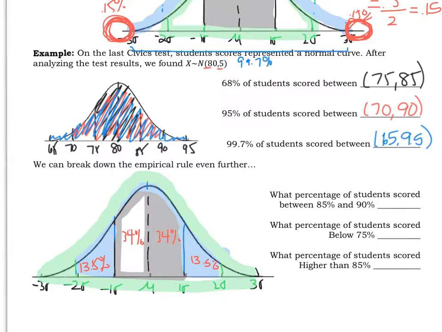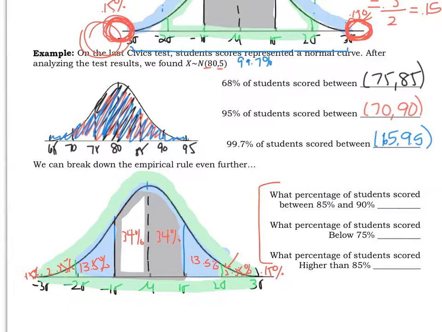So that will be 2.35% and 2.35%. And then we figured out how to get the wings past 3 standard deviations. We did that above up here, and that was 0.15% and 0.15%. Notice the further away you go from the mean, the smaller the probability, the smaller the chance that that will occur. So now let's go ahead and answer these questions based on the problem above.